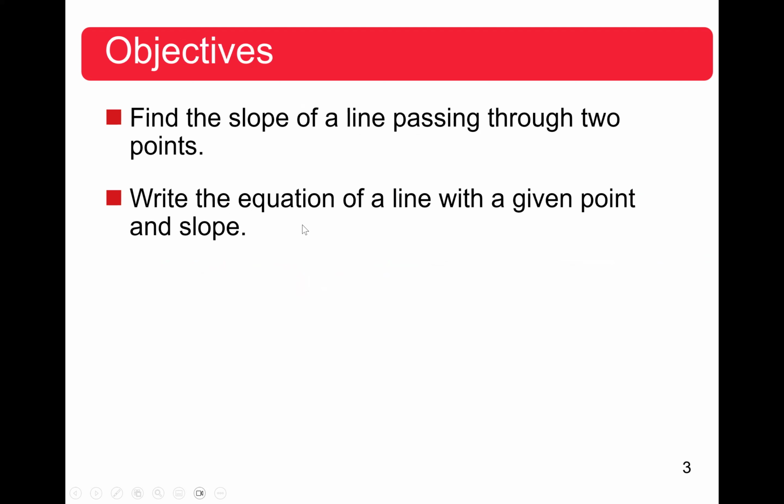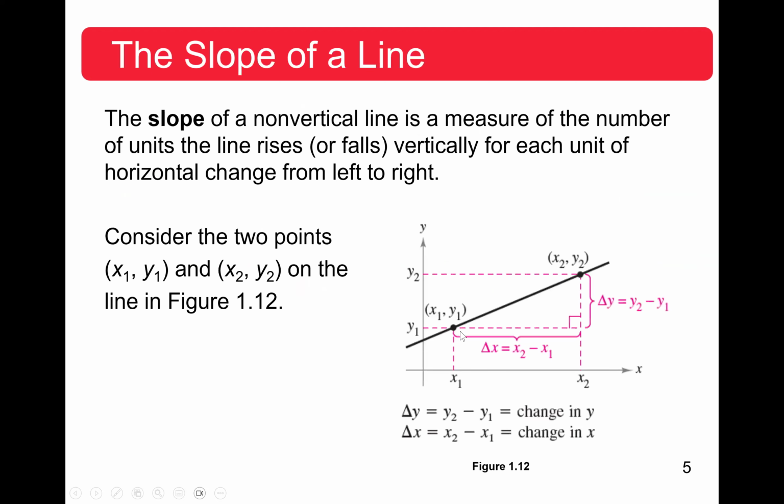Also write the equation of a line with a given point and slope. So we start with the slope. Now we said a slope of a non-vertical line is a measure of the number of units the line rises or falls vertically for each unit of the horizontal change from left to right.